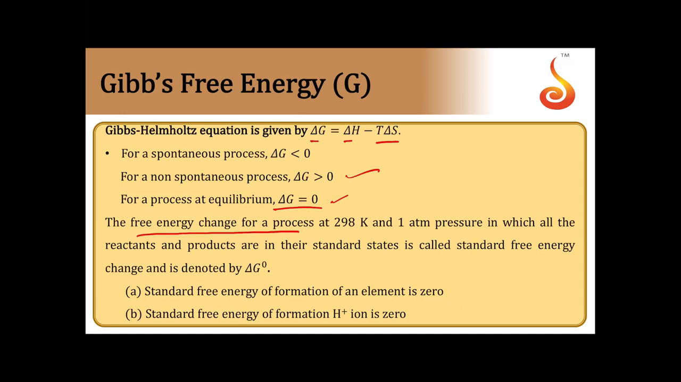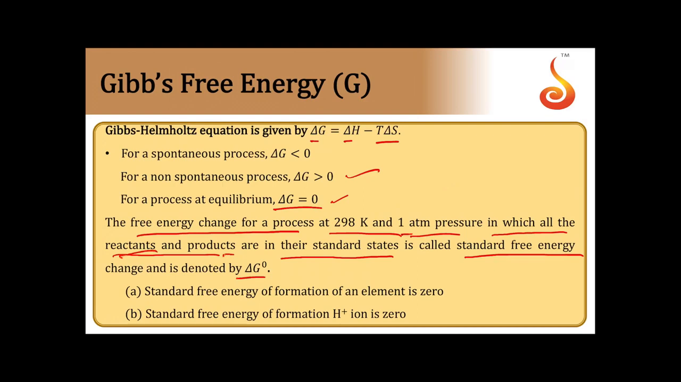The free energy change for a process at 298 Kelvin and 1 atmosphere pressure, in which all reactants and products are in their standard states, is called standard free energy change and is denoted by delta G naught.